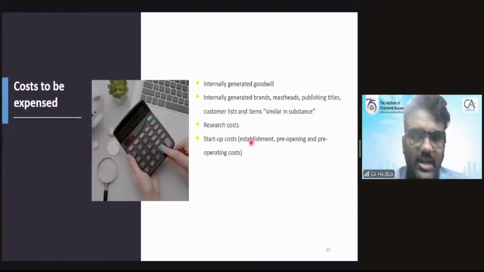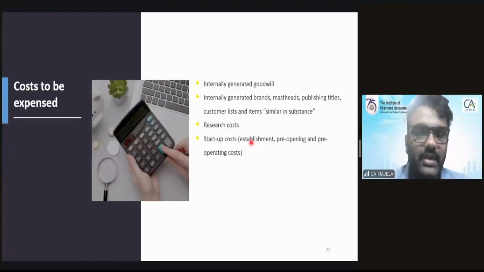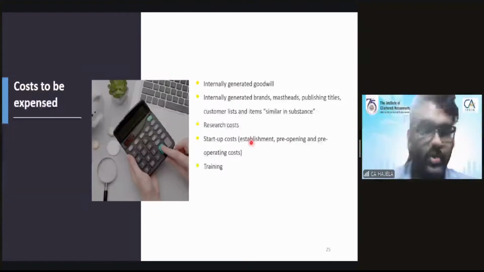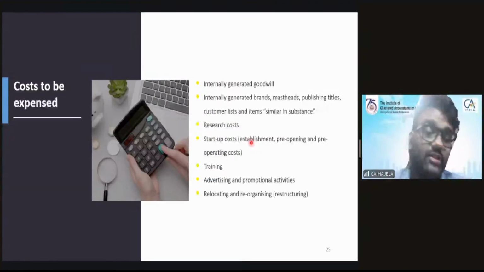Any cost of setting up your business, setting up a new showroom or new office, any pre-opening advertisement, any such expenditures, all are expensed off. Any training to employees, any training material, because you don't control employees. Any advertisement costs, any restructuring costs.